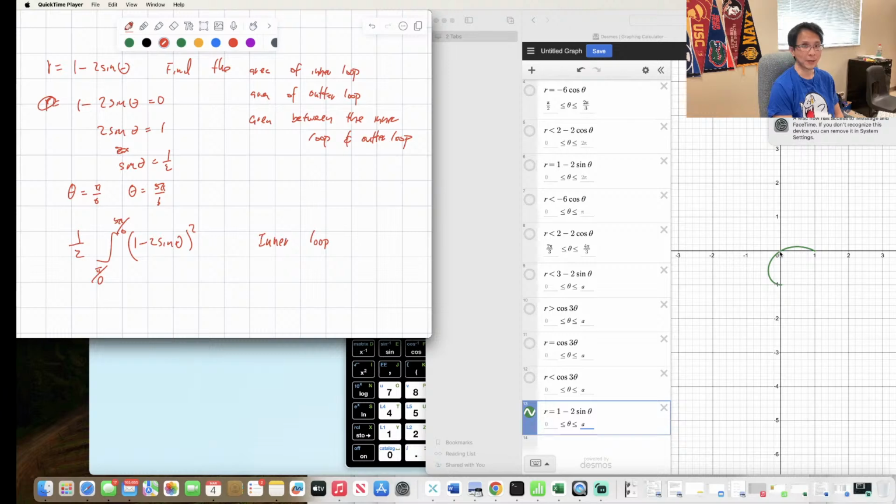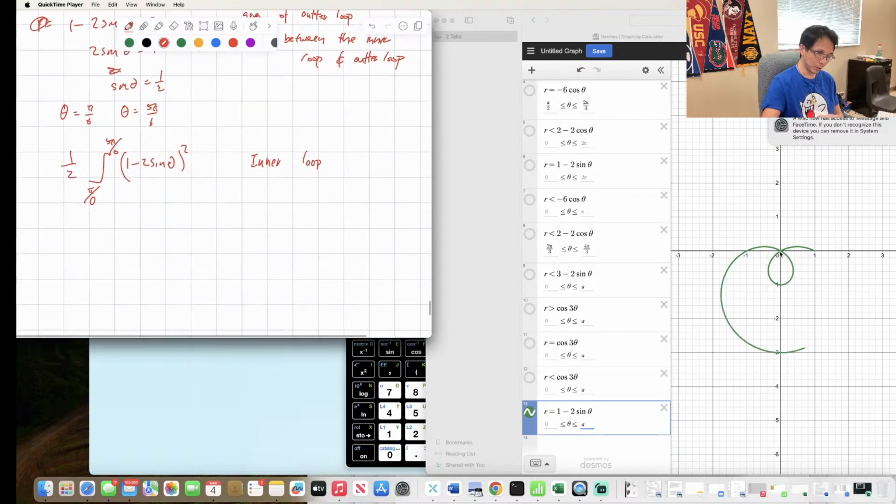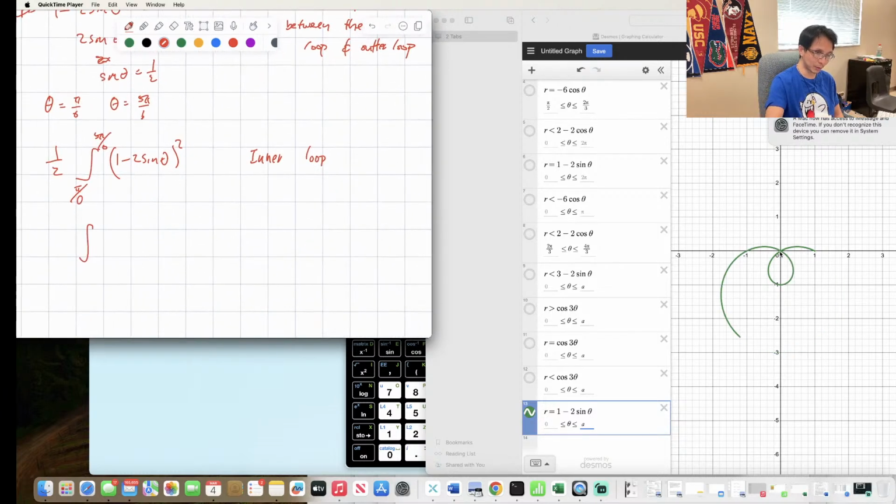Okay, so how do I find the outer loop? Well, the outer loop is going to be the integration starting at 5 pi over 6. But it needs to go through 2 pi, so that's going to be 13 pi over 6, of 1/2 of (1 minus 2 sine theta) squared. So that is going to be the outer loop.